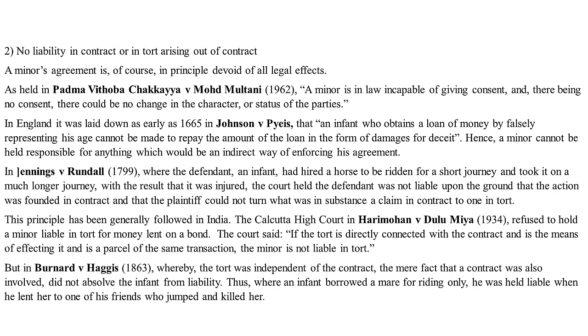And in Jennings versus Rundle, a case of 1799, the defendant, an infant, had hired a horse to be ridden for a short journey and took it on a much longer journey with the result that it was injured. The court held the defendant was not liable upon the ground that the action was founded in contract and that the plaintiff could not turn what was in substance a claim in contract to one in tort. So we notice the switching over here from the nature of the substance, that is a contract, to a tort. The court held that the defendant was not liable because the very action was founded in the law of contract. So the plaintiff can never turn what was in substance a claim in contract to one in tort.